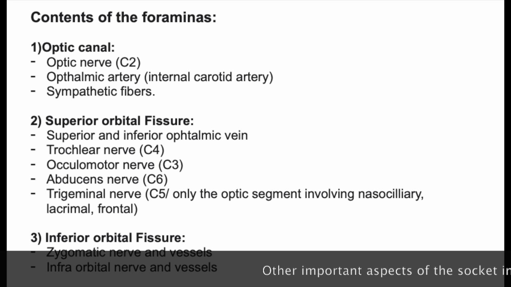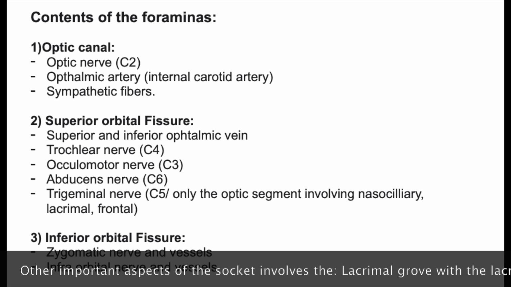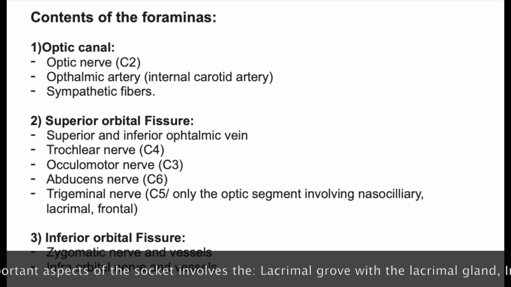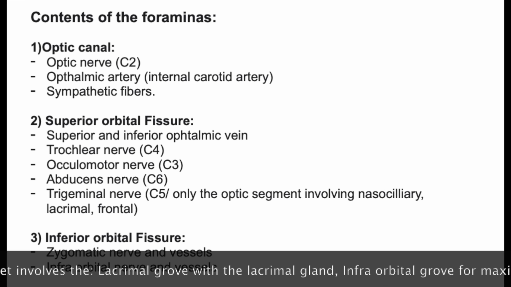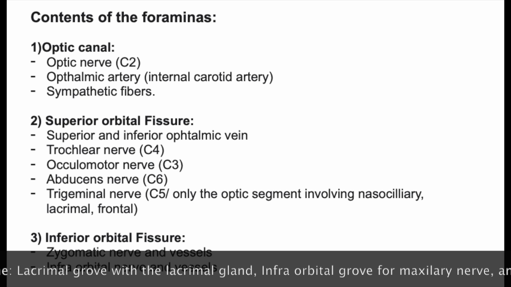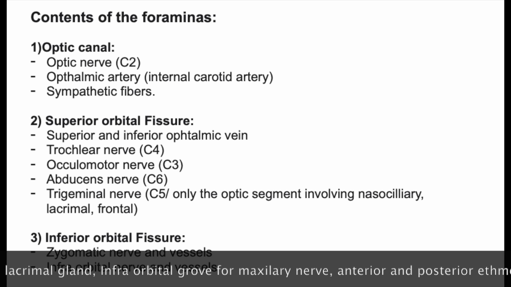Now let's talk about the contents of the foramina. The three major foramina are the optic canal, superior orbital fissure, and the inferior orbital fissure. The optic canal consists of the optic nerve, that is the second cranial nerve, the ophthalmic artery, which is a branch of the internal carotid artery, and the sympathetic chains.